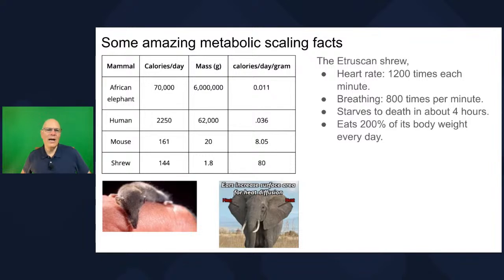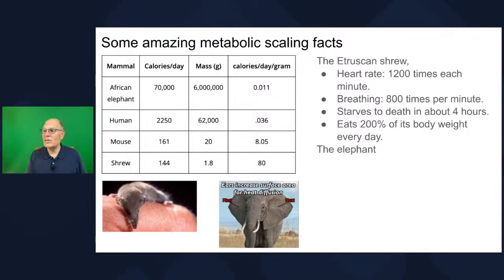Let's say that I weigh 190 pounds, which is about close. That means I would have to eat 380 pounds of food per day. I don't eat that much. That's crazy. That would be if my tissue were burning energy at the same rate as a shrew.